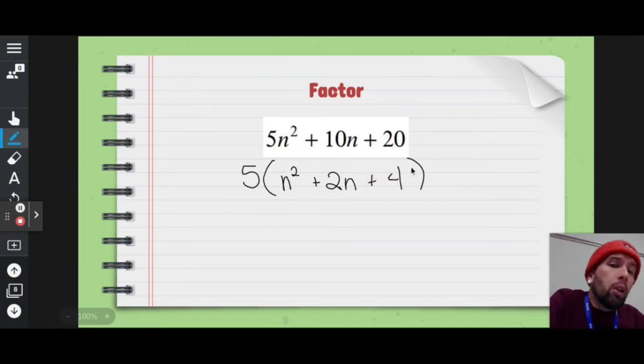Now I take a look at this, and to me that looks like one of those "sometimes" problems. Think of two numbers that add up to 2 and two numbers that multiply out to 4. Well, let me tell you something. There aren't any. The only two numbers that multiply out to 4 are 1 and 4. 1 plus 4 is not 2. And 2 and 2, and 2 plus 2 is not 4. So we're done. Factoring in this case is just pull out a number. And that's all I had to do.